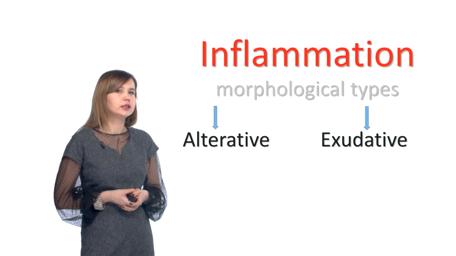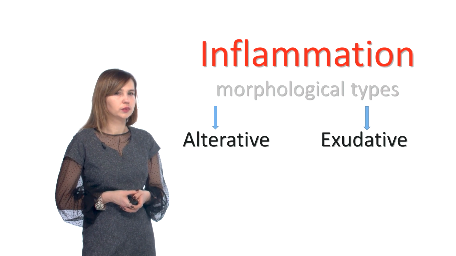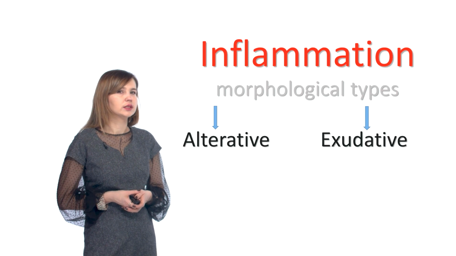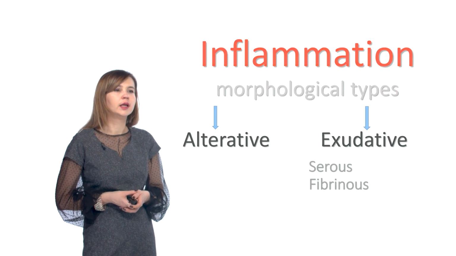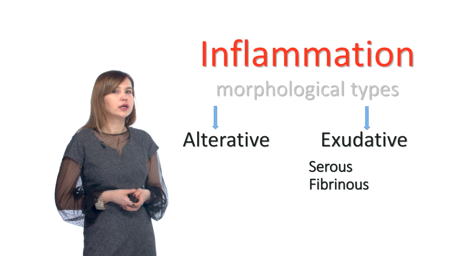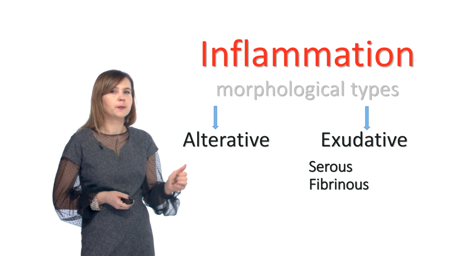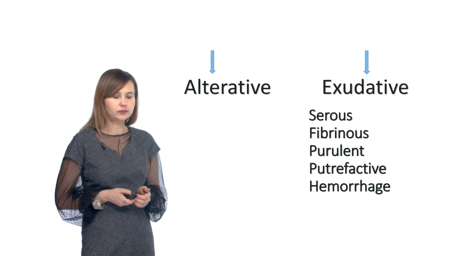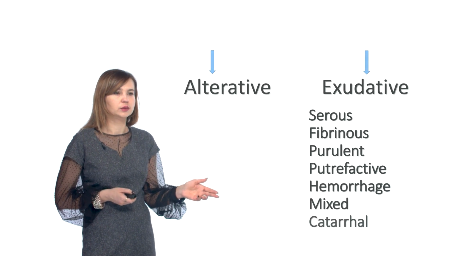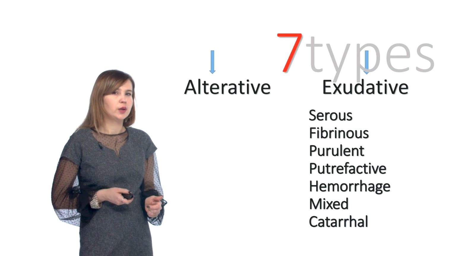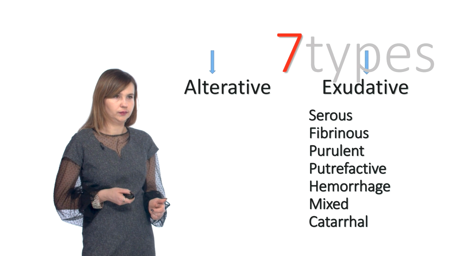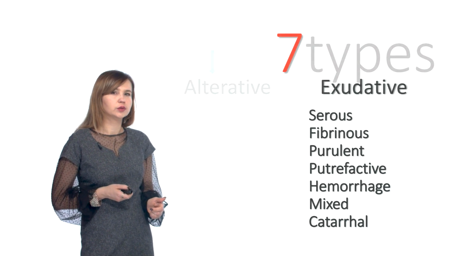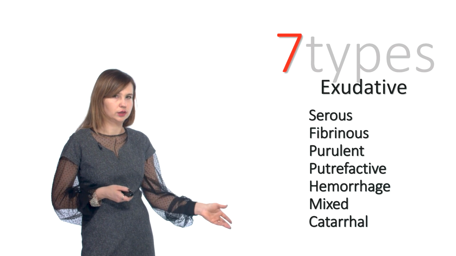Exudative inflammation is characterized by the predominance of exudation and the formation of cavities in the tissue with the presence of exudate. The nature of the fluid depends on the state of vascular permeability and depth of damage, which is determined by the type and intensity of the damaging factor. Depending on the nature of the fluid, there are several types of exudative inflammation. One of them is serous, next fibrinous, purulent, putrefactive, next hemorrhagic, mixed, and catarrhal inflammation. That way we know 7 types of exudative inflammation: serous, fibrinous, purulent, putrefactive, hemorrhagic, mixed, catarrhal.